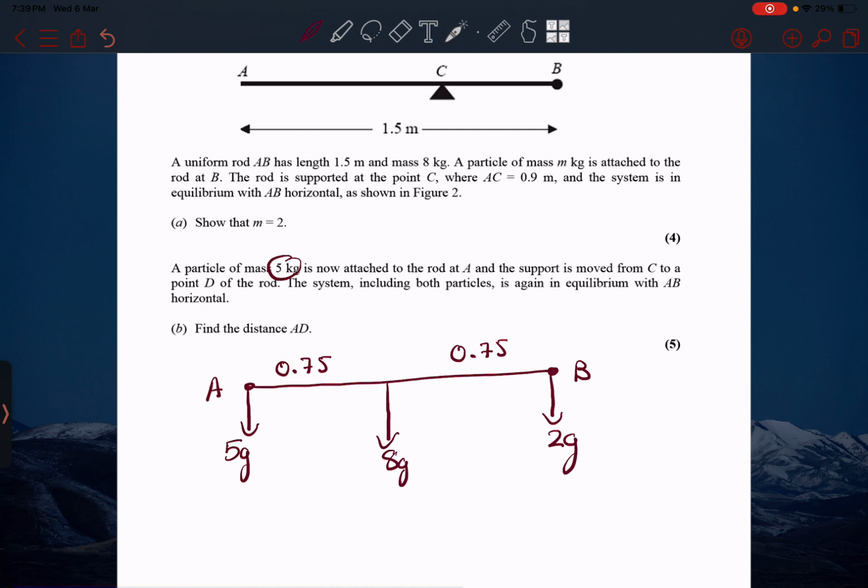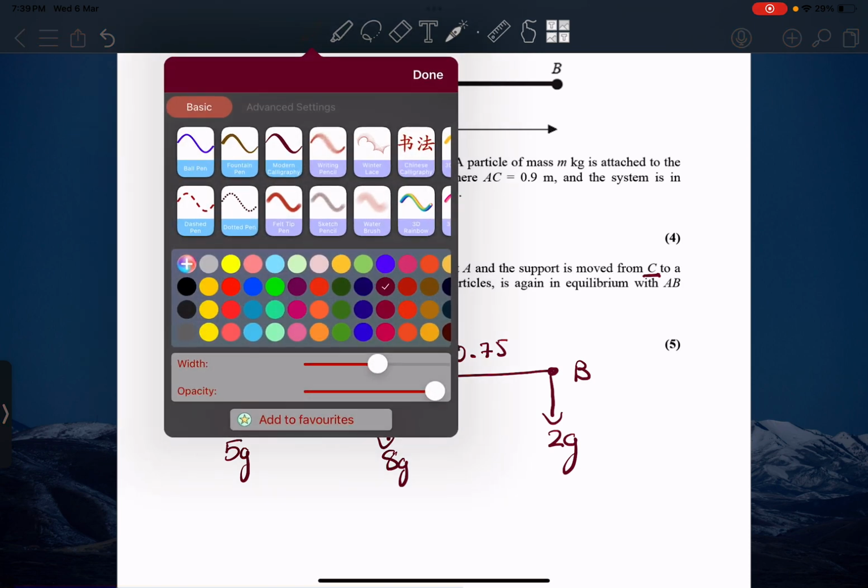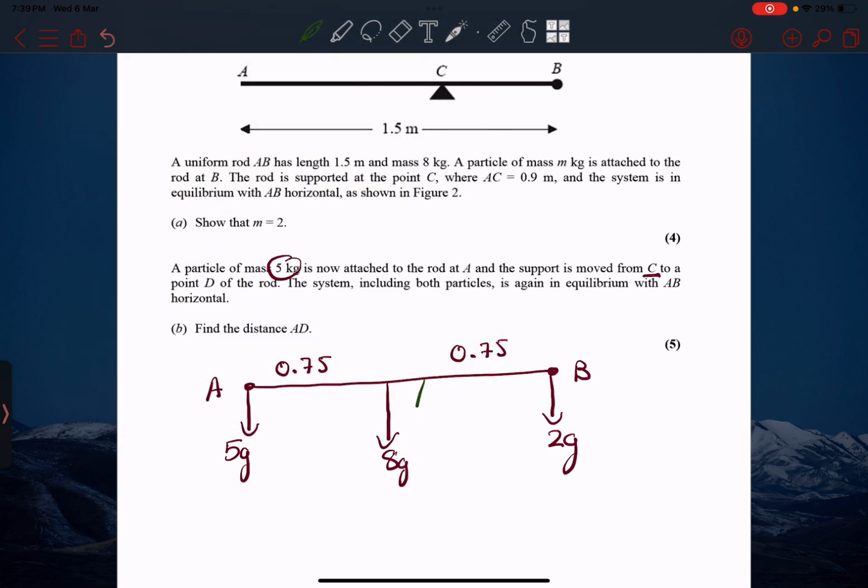The support is now moved from C to a point D. We don't know where D is, but I guess we'll find out. The system, including both particles, is again in equilibrium, so all the forces going up would be equal to all the forces going down. The force going up is my reaction force, and we have to find the distance AD. So we have to find this distance.